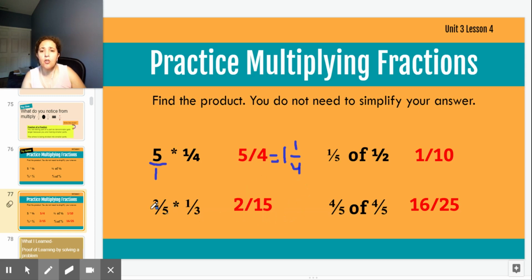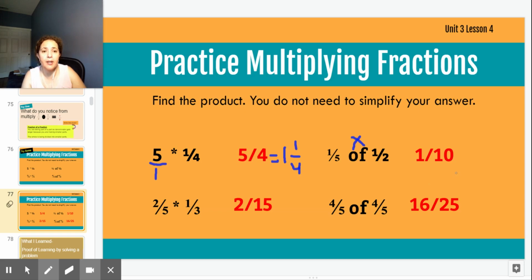2/15, 2 times 1 is 2, 5 times 3 is 15, 2/15. I can't simplify that anymore because 2 doesn't go into 15. Okay, so remember, of just means multiplication, right? Don't let that throw you off. So 1 times 1 is 1, 5 times 2 is 10, 1/10. It's already a unit fraction. Unit fraction is the simplest form.